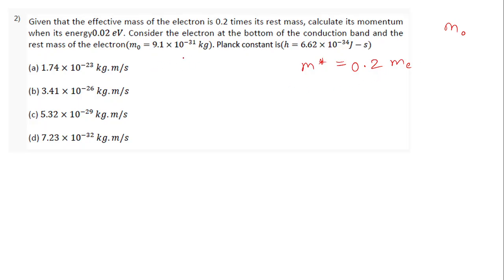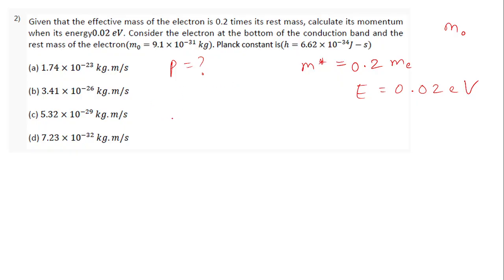We have to find out its momentum, and its energy is given, which is 0.02 electron volt. Consider the electron at the bottom of the conduction band and the rest mass of electron. Sometimes we call it actual mass, rest mass. Rest mass we usually represent with m naught, otherwise this subscript e is also used. We need to find out its momentum, and we already have been given the value of energy.